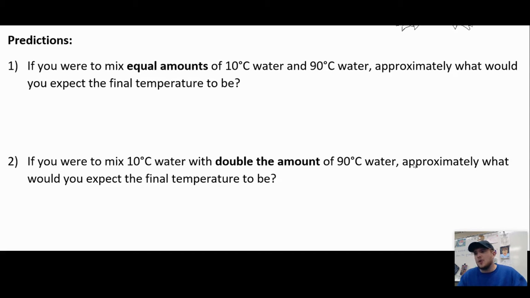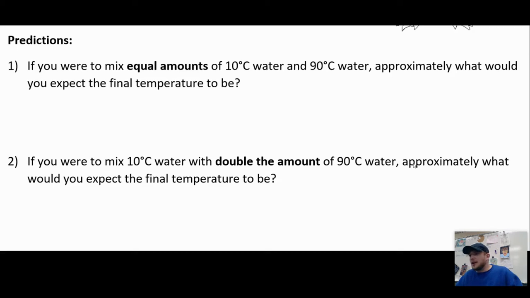All right, number two, what if you were to mix 10 degrees Celsius water with double the amount of 90 degrees Celsius water? So imagine you've got a large beaker, double the amount of hot water than you do the cold water, and then you mix them together. Is that going to affect the final temperature? So what do you think it's going to be if you have a big beaker of hot water and a small beaker of cold water, and then you mix them together? What would the final temperature be?